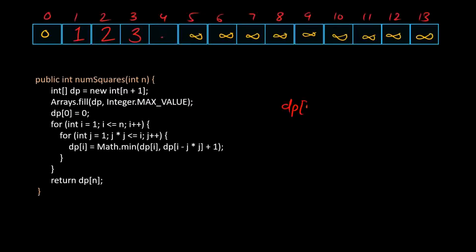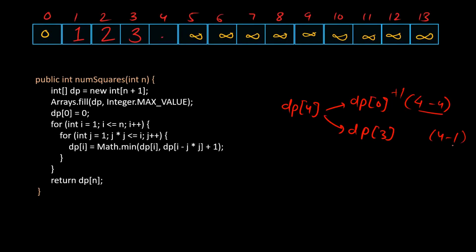For DP of 3, I will require 3. So for DP of 4, I can get the answer from DP of 0 or DP of 3. Here I have chosen perfect square number 4, hence I have subtracted 4 minus 4. So my answer will reside at DP of 0 plus 1. And similarly, if I subtract 4 minus 1, that is if I choose perfect square number 1, then I will go to DP of 3 plus 1. So what is the minimum of the 2? That is DP of 0 plus 1. So I will write here 1.